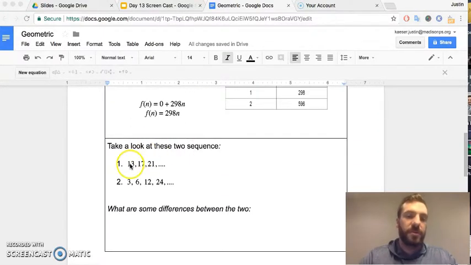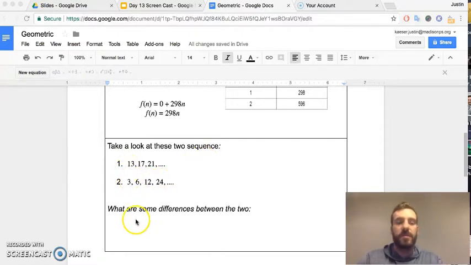What I want you to do is take a look at these 2 sequences. You have this one. Something's happening here. It's increasing, obviously, but you need to figure out what it's increasing by. And then something different is happening with number 2. Take a look at the common differences, see what you can find out, and then write something down here. What are some differences between the 2? You can write some similarities too, but I really want you to focus on the differences. So go ahead and pause the video.